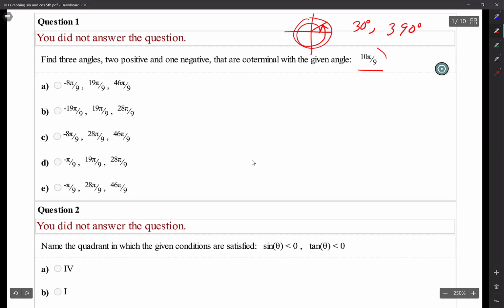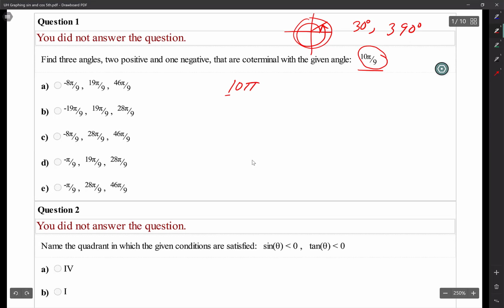And you don't necessarily have to know what quadrant that is. It would be nice if you did. 10 pi over 9 is just slightly more than pi. It's slightly more than pi by 1/9 of a pi, or pi over 9. So that's going to be in quadrant 3. You don't have to know that. It would be nice if you did, though.